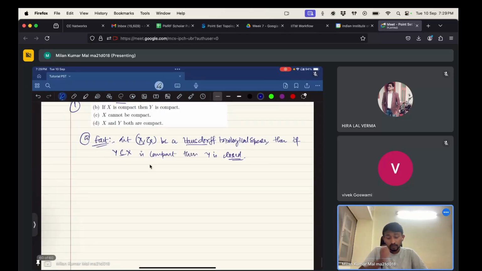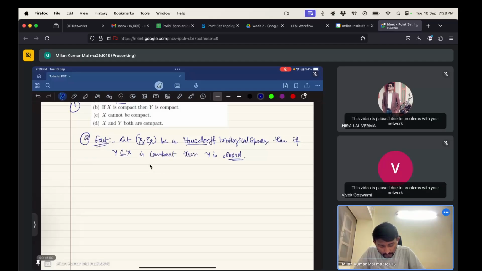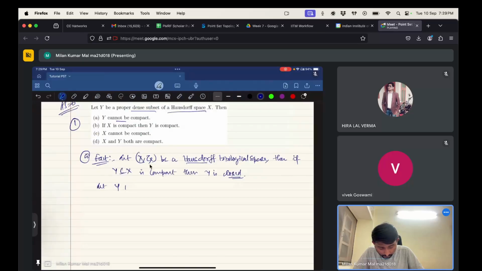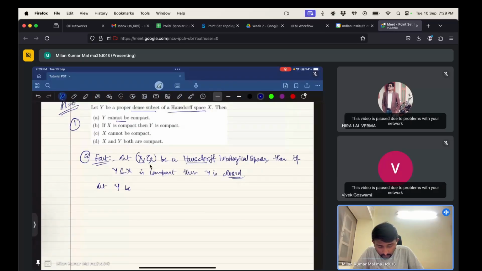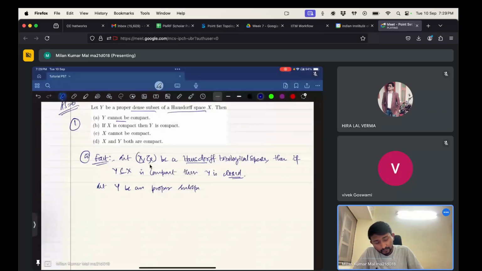Okay. So now, on the basis of this fact, let Y be a proper subspace of (X, tau X). That means Y is a subspace of X that is proper, so not equal, and dense: a proper dense subspace.